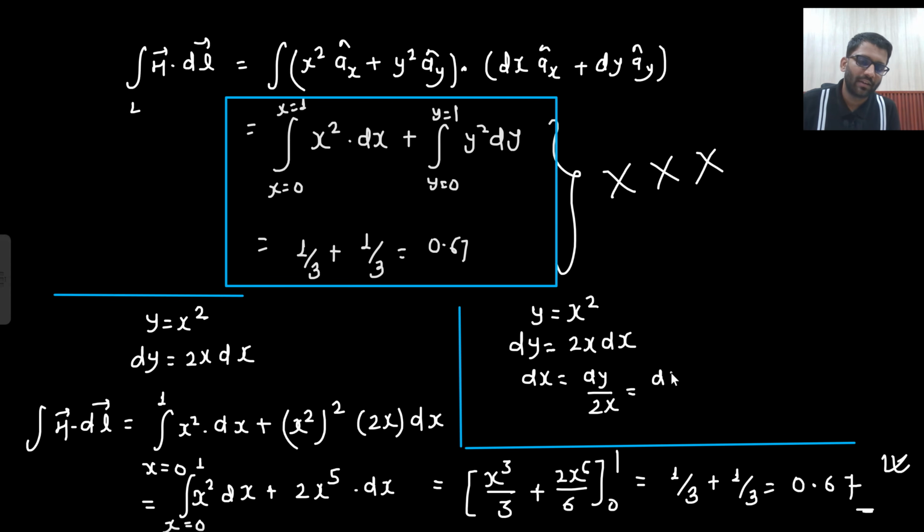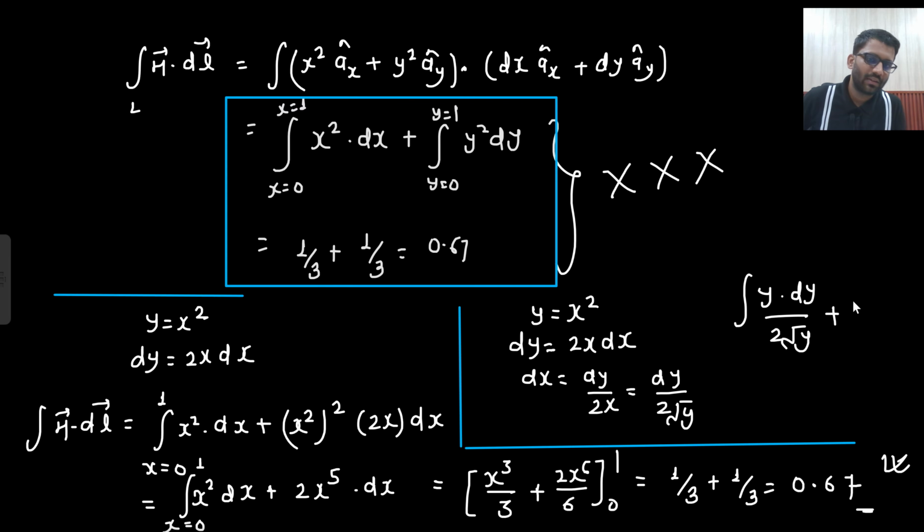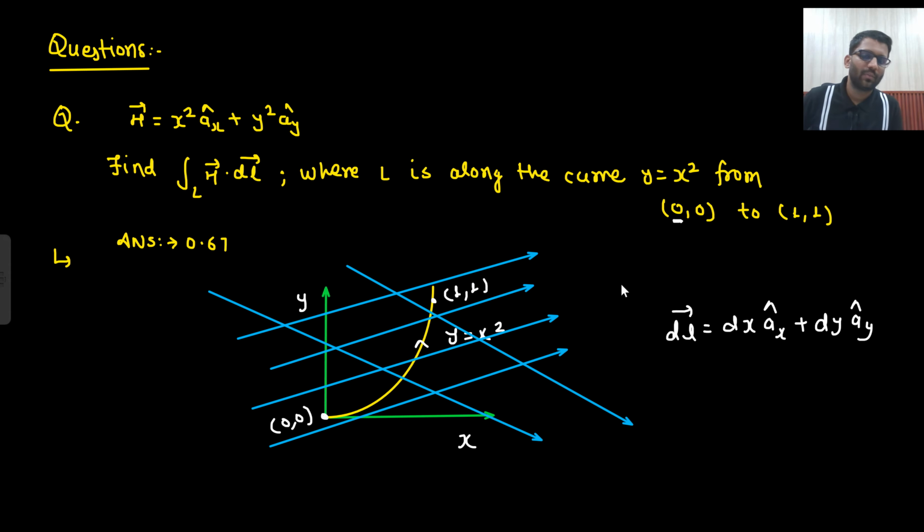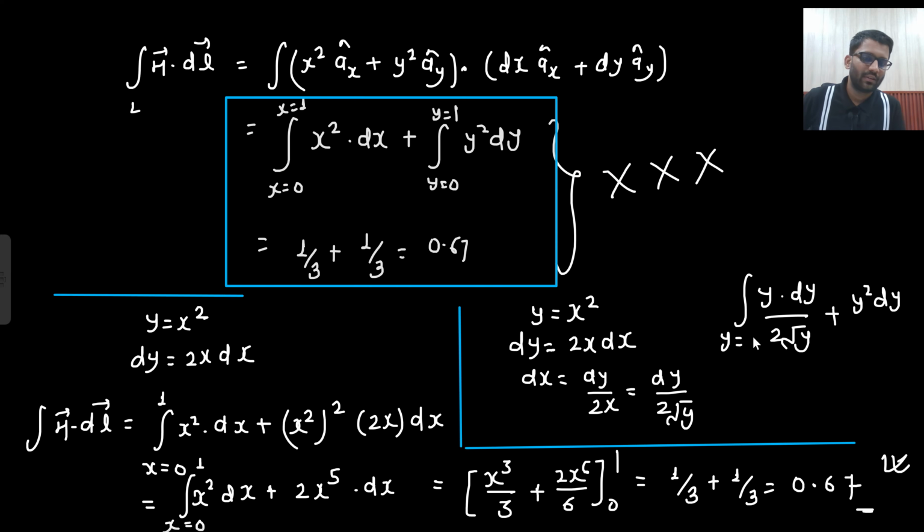So what can I write? dy by 2. What is x? x is root y. So what will I get? What is x square? x square is equal to y. What is dx? dx is dy divided by 2 root y. What is the limit of y? y is going from 0 to 1. So root y by 2.